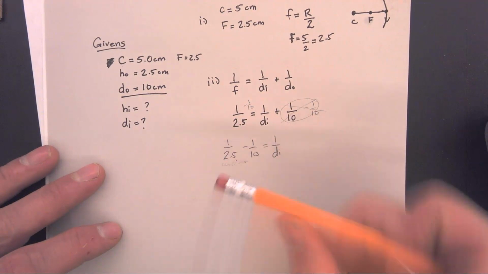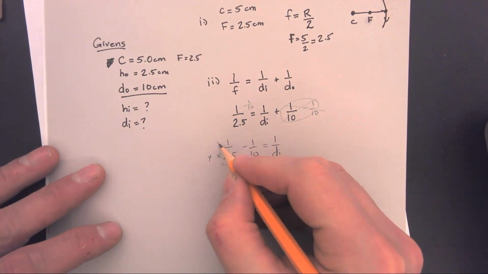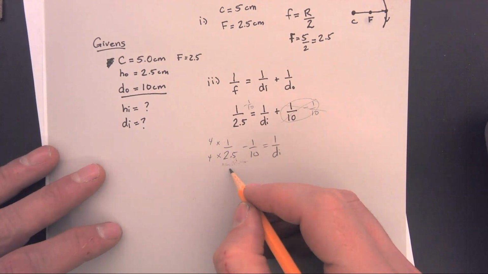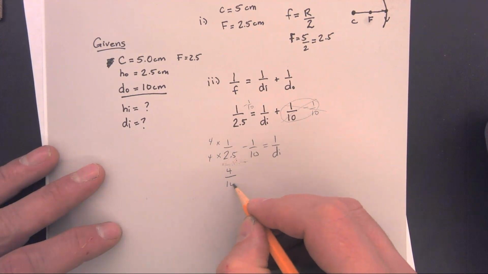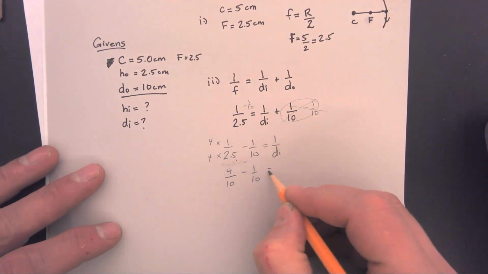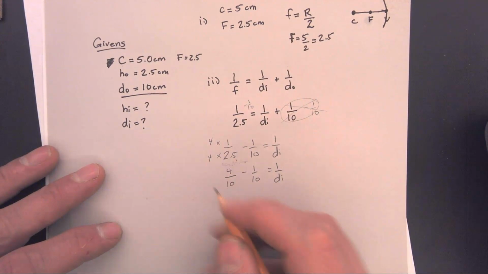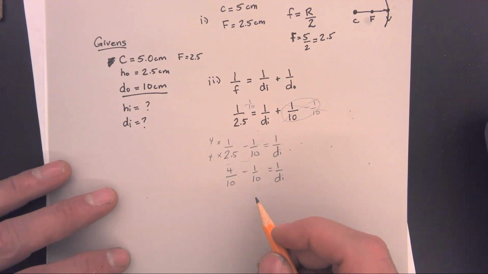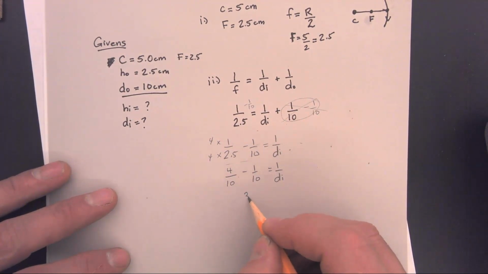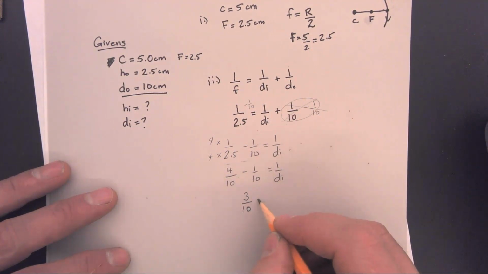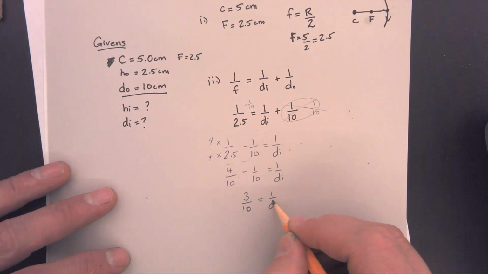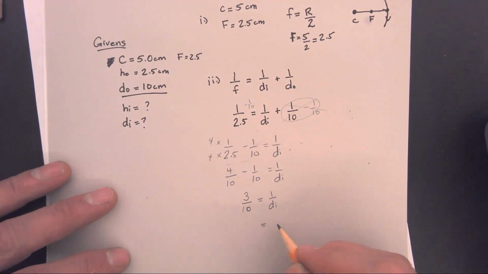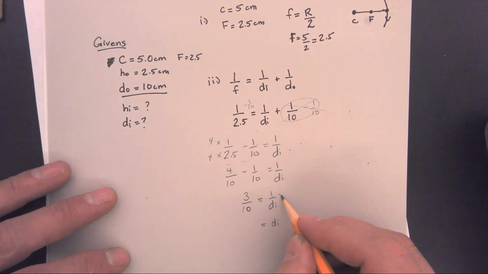To solve this problem, we need to have a common denominator. Now I know that 2.5 times 4 is going to be equal to 10. So I multiply the top and the bottom of this fraction, and then I get 4 over 10 minus 1 over 10. Now I can do this math quite easily once I have a common denominator. If you really wanted to, you can use decimals instead of fractions, you definitely can. But the advantage of fractions is they're more accurate because of lack of rounding. So now we have 3 over 10 is equal to 1 over di.